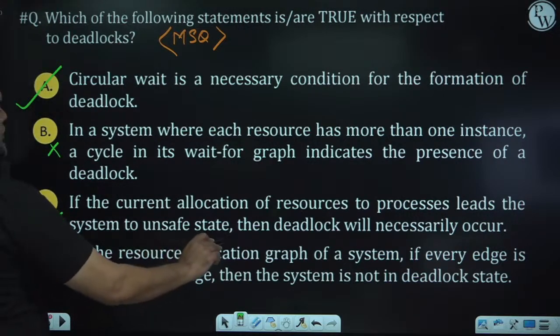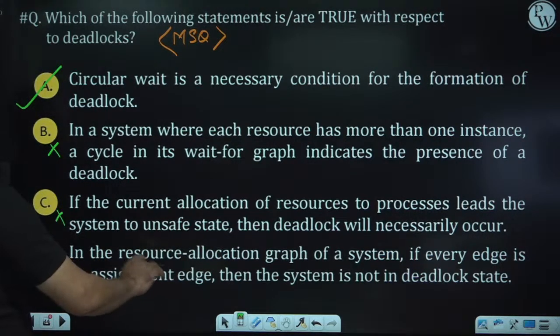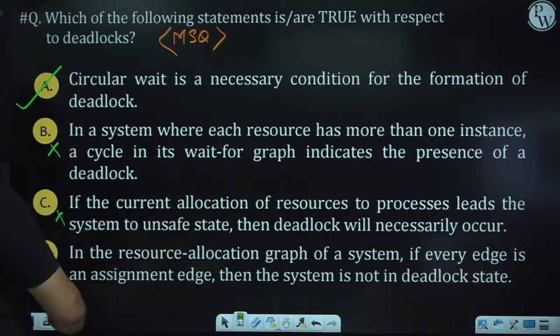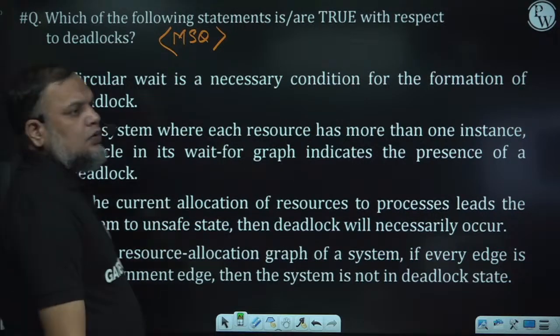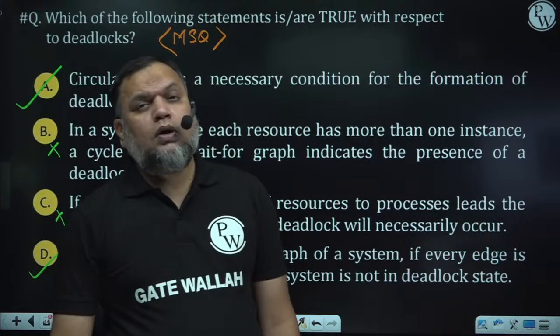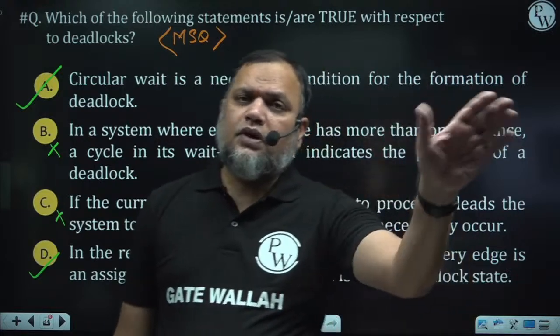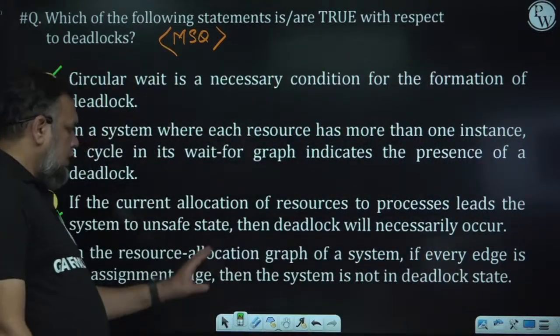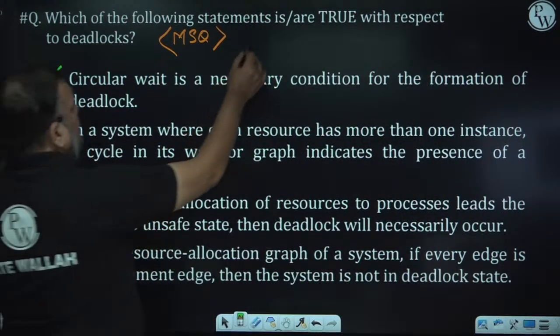If in the resource allocation graph of a system every edge is an assignment edge, that is, everything is assigned, then the system is certainly not in deadlock. Because for deadlock to happen, hold and wait must be there. Only hold is not deadlock. So here it says only hold. So children, your correct answer will be A and D.